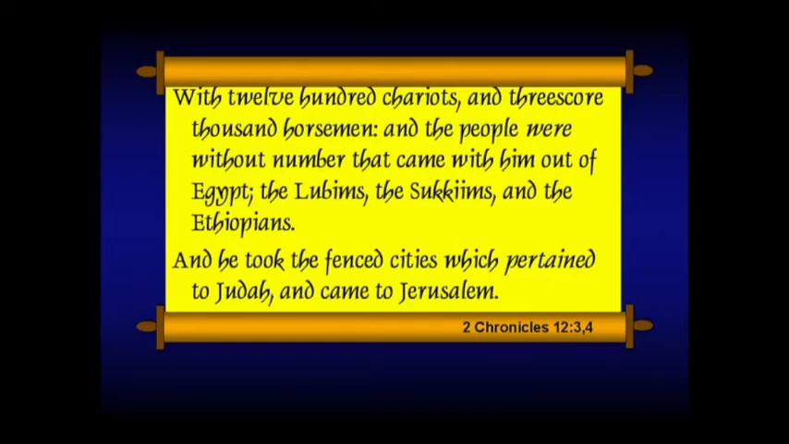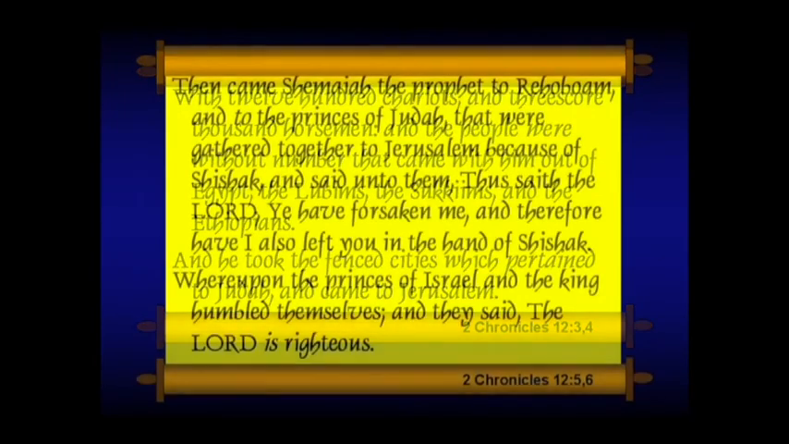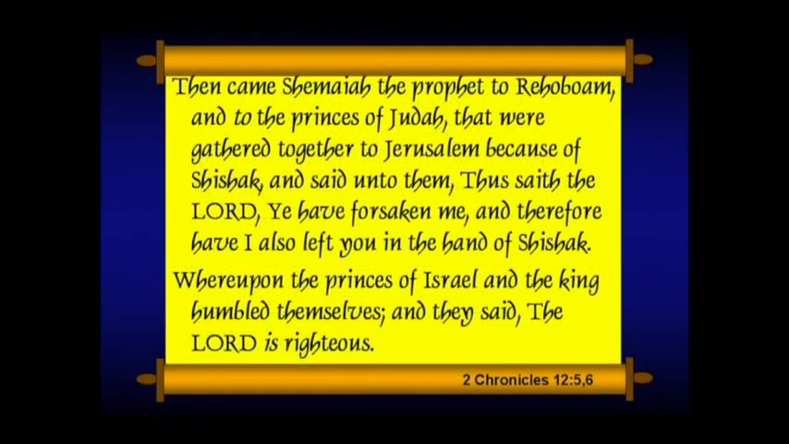And the people were without number that came with him out of Egypt, the Lubims, the Sukkiims, and the Ethiopians. And by the way, something you may not realize, in that era, the Ethiopians were the successful warriors. Very powerful group. That's not obvious, unless you've done some study of ancient African history. And he took the fenced cities which pertained to Judah and came to Jerusalem. Shemaiah the prophet came to Rehoboam and to the princes of Judah that were gathered together to Jerusalem because of Shishak, and said to them, Thus saith the Lord, ye have forsaken me, and therefore have I also left you in the hand of Shishak. Boy, can you imagine the king hearing that from the prophet of God?